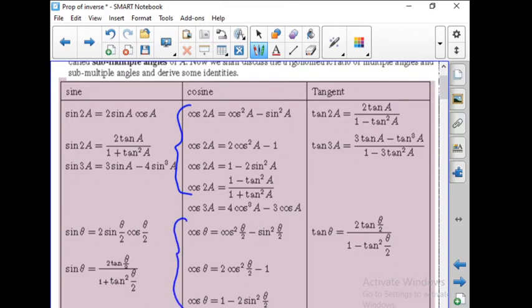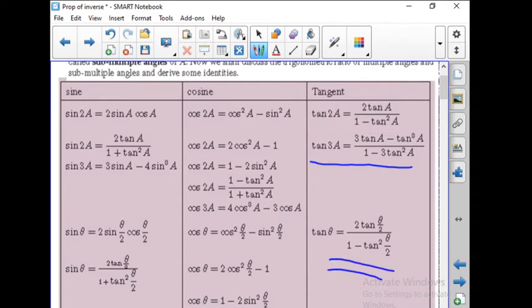Then we come to tangent, that is tan. The first one is a double angle identity. Then the next one is a triple angle identity. And the last one is a submultiple angle identity.